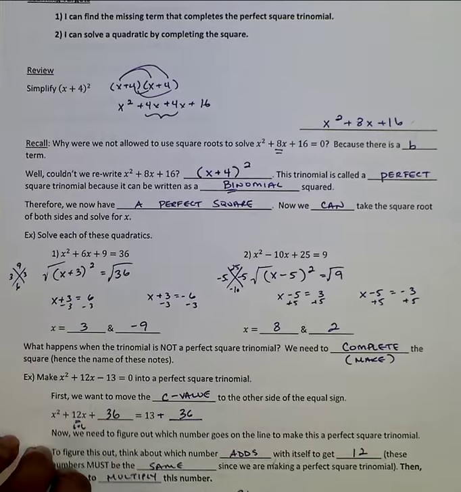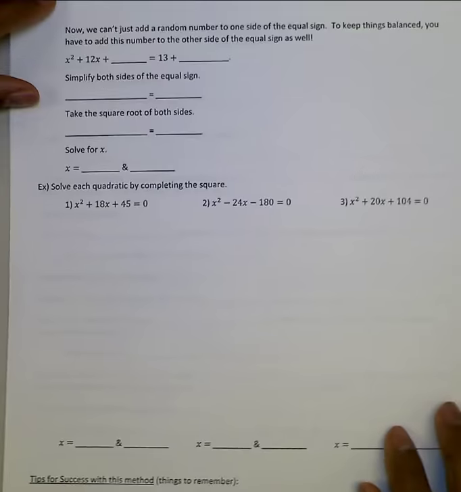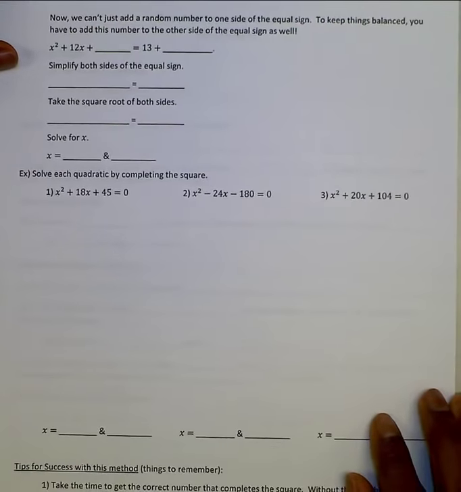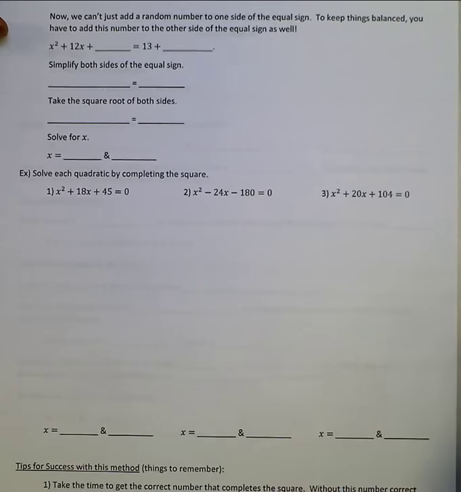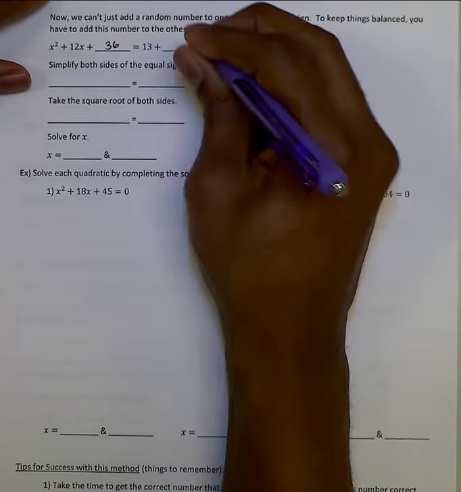We'll look at that even further here. Okay? So, like I said, we can't just add a random number to one side of the equal sign. To keep things balanced, you have to add it to both sides. So, 36, 36.